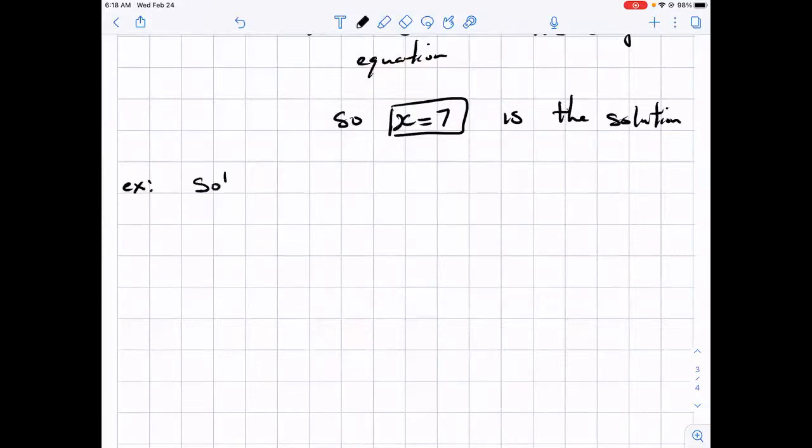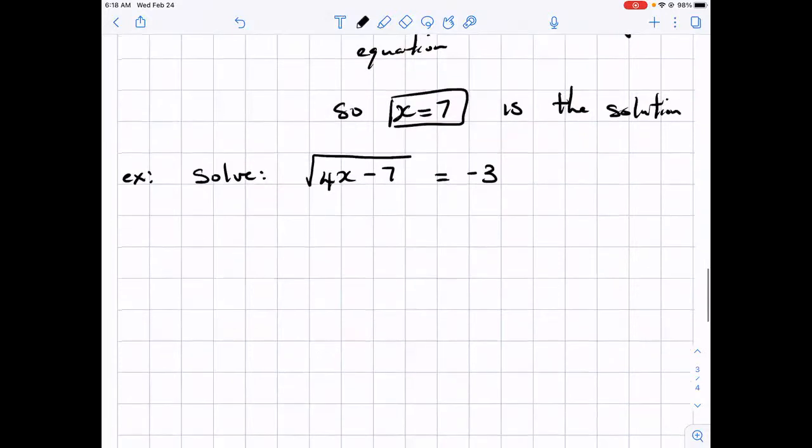If I say solve the square root of 4x minus 7, and is that equal to -3? Okay, so remember, we can't solve unless we get rid of the radical, and to get rid of the radical, you have to make sure the radical is isolated on one side of the equation. So in this equation, yes, the radical is by itself. Okay, all you see on this left side here is a radical by itself.